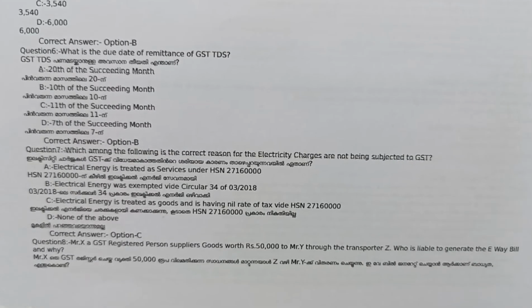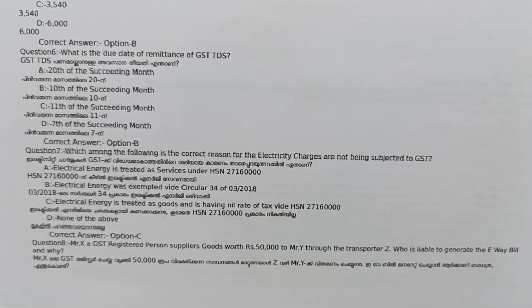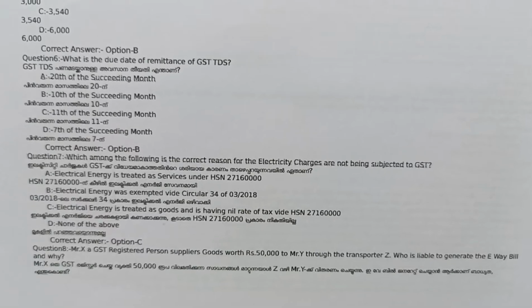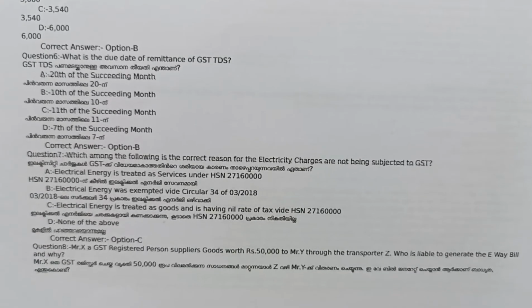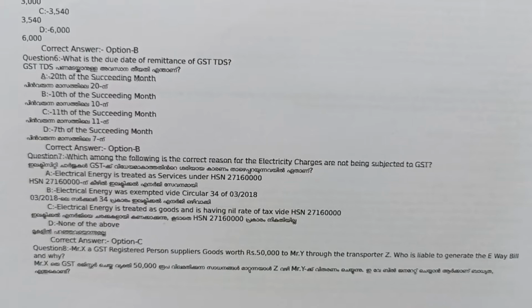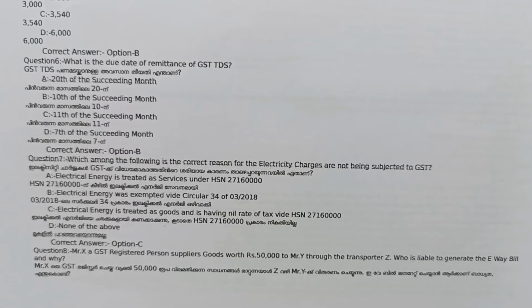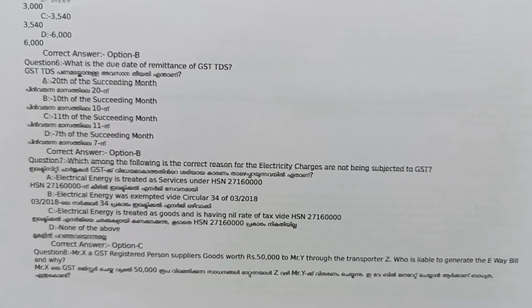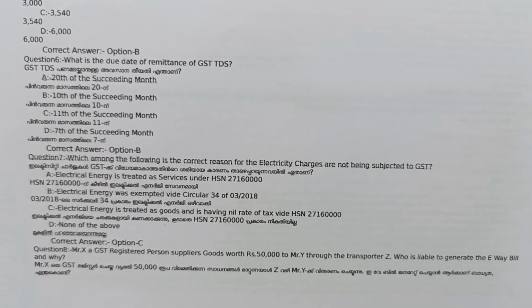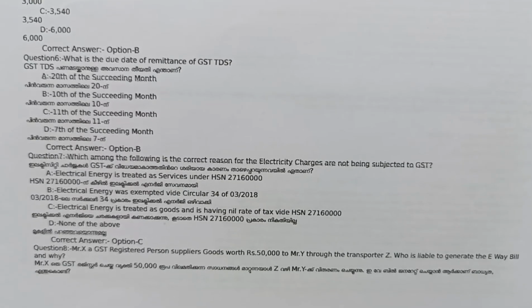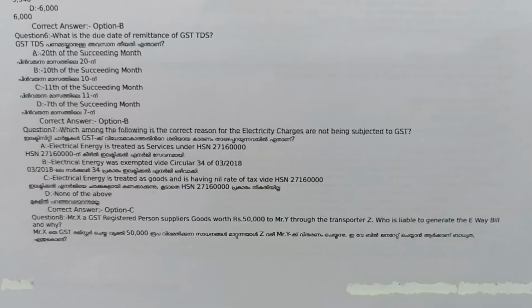Question number 6. What is the due date of remittance of GST TDS? Option A, 20th of the succeeding month. Option B, 10th of the succeeding month. Option C, 11th of the succeeding month. Option D, 7th of the succeeding month. Correct answer option B, 10th of the succeeding month.